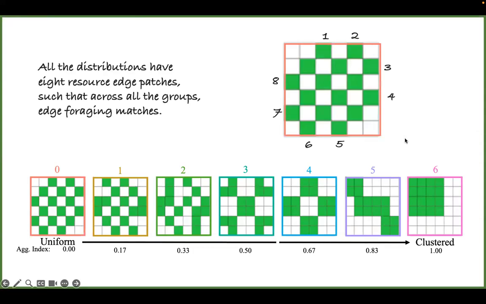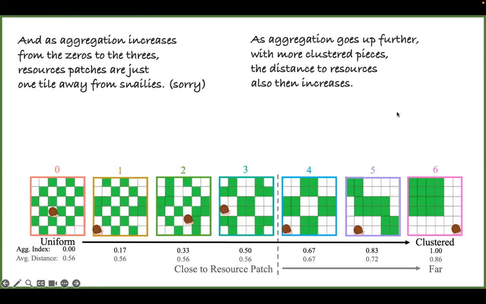All the distributions have 8 resource edge patches, such that across all the groups, edge foraging matches. And as aggregation increases from the zeros to the threes, resource patches are just one tile away from the snailies. As aggregation goes up further with more clustered pieces, the distance to resources also then increases.